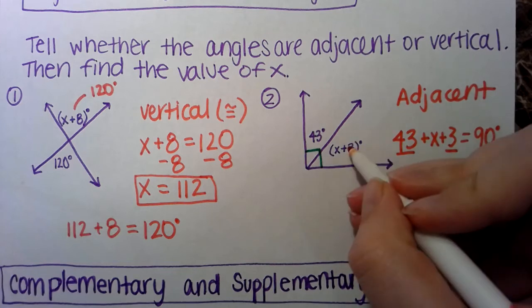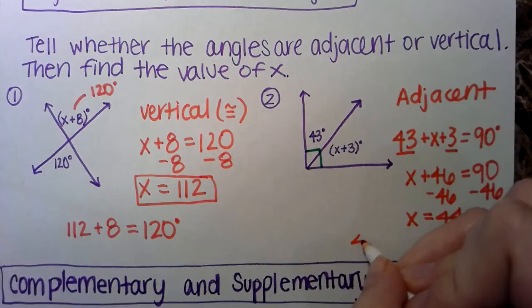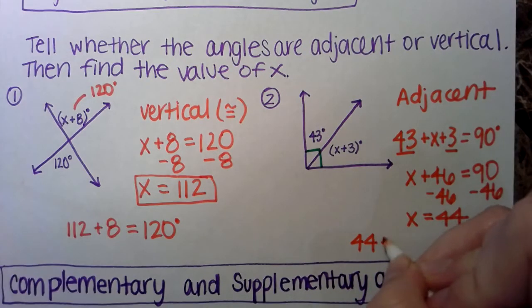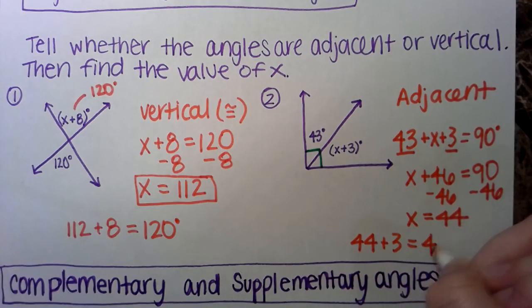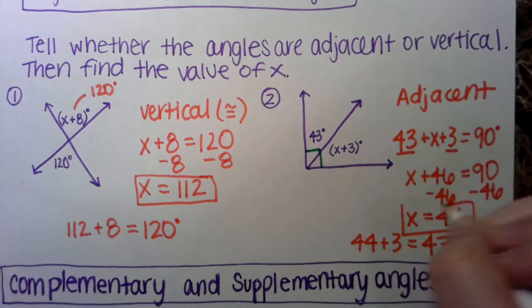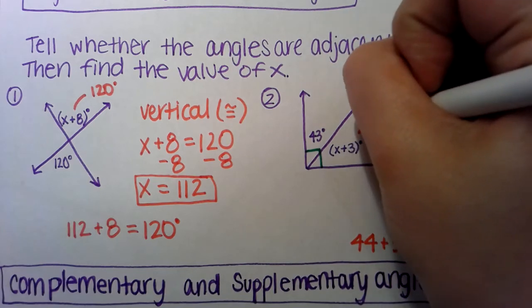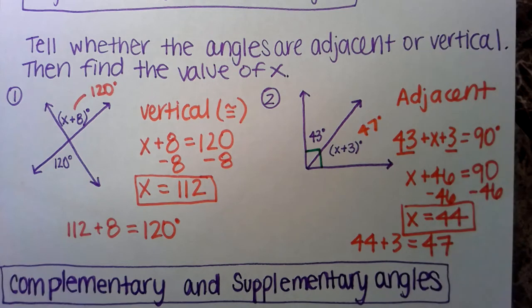Now, to figure out what this angle is, we're going to do 44, because we're going to plug that in for x, plus 3 equals 47. So x equals 44, but the angle here equals 47.